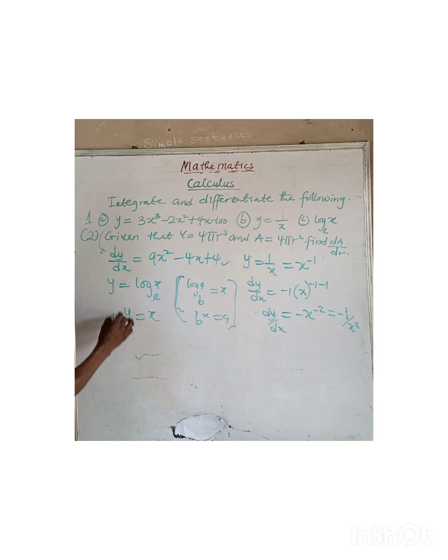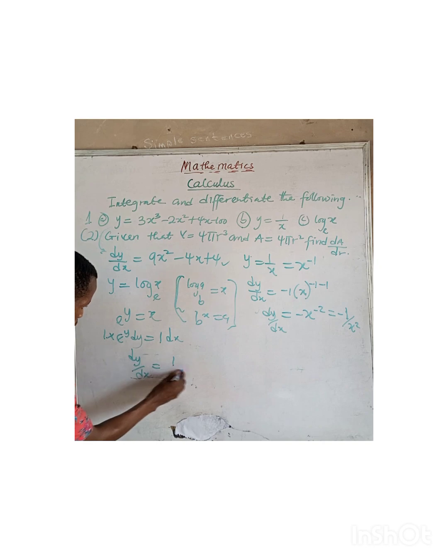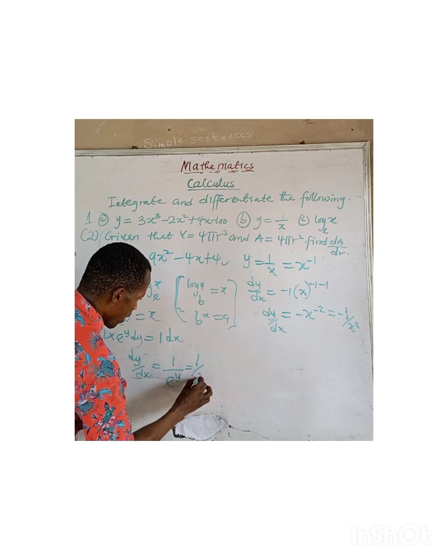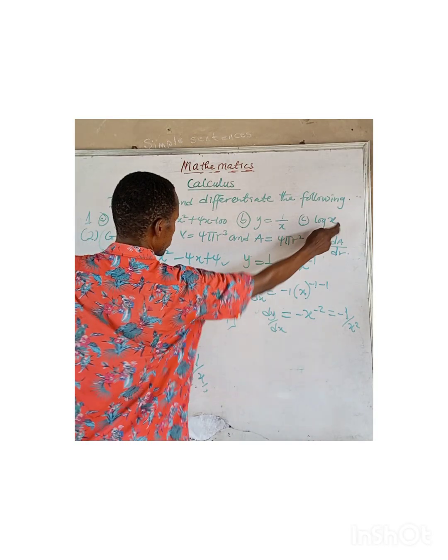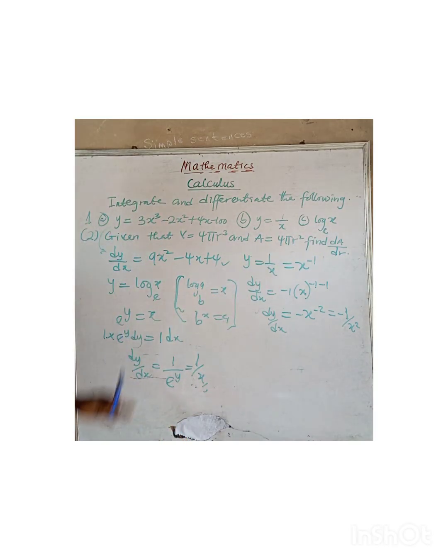So when we differentiate this one, we differentiate y. It's going to give us 1. So that will be 1 multiplied by e raised to power y dy. You have differentiated. Then when you differentiate x, it's going to give us 1 dx. Now from here, our dy all over dx is going to give us 1 over e raised to power y. Since our e raised to power y was x, the answer is going to be 1 over x. So that's the answer for the differentiation of log x.